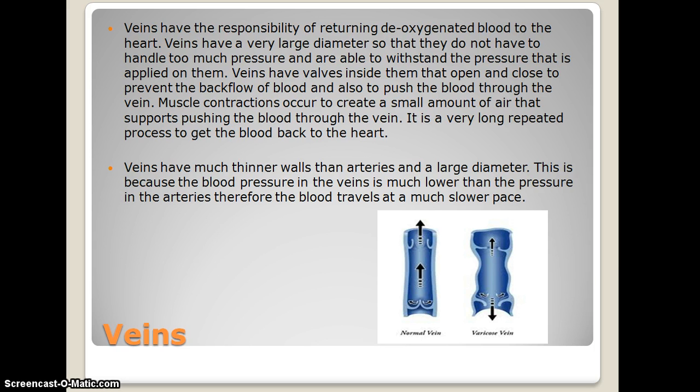Structure of a vein is that they have much thinner walls than arteries, but a very large diameter to cope with the pressure inside the veins. Therefore, they don't need walls as thick as an artery, as the blood that travels through them moves at a much slower pace, and there is not as much pressure.